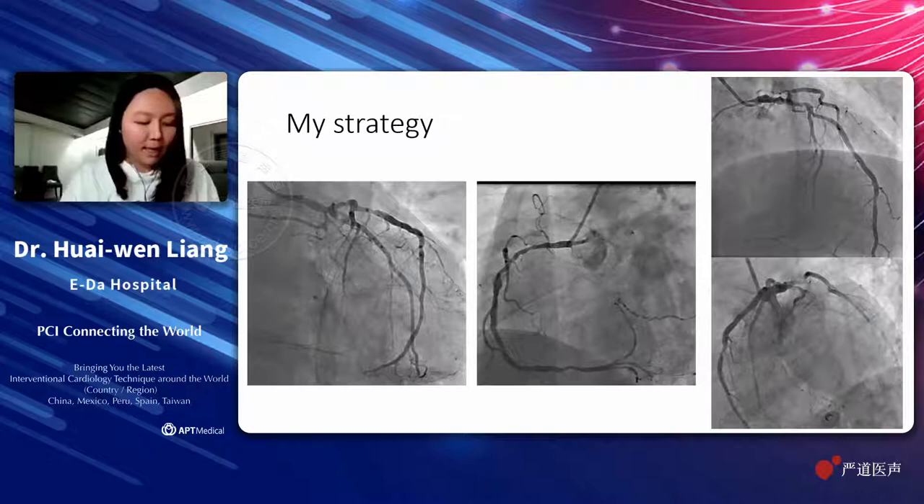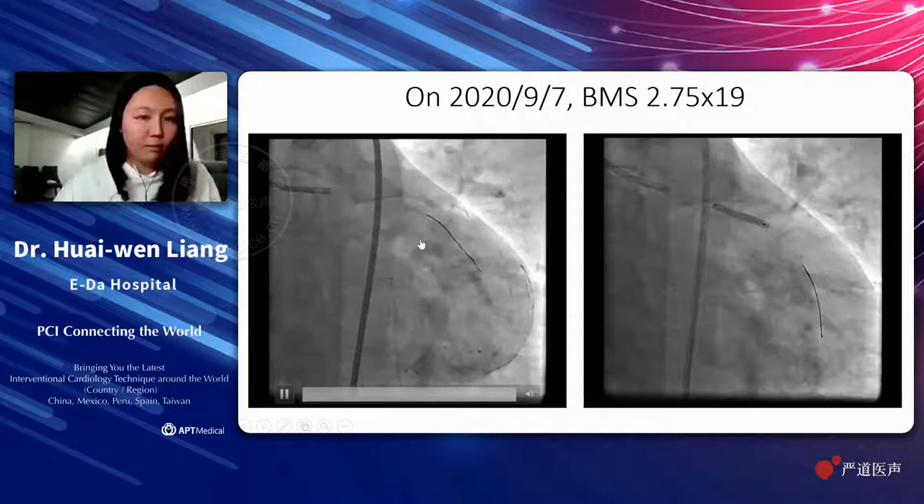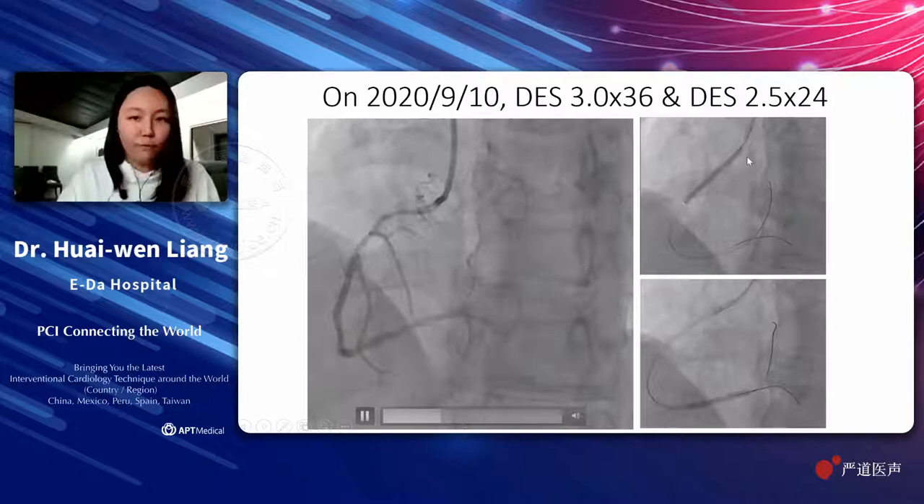So in the index procedure, I put a bare metal stent in the diagonal branch, and we could see after the procedure the flow resumed and the patient's chest pain improved. Three days later, as per our initial plan, we put two stents over the proximal and distal RCA. And we let the patient discharge.